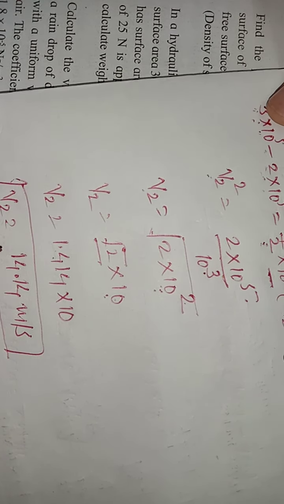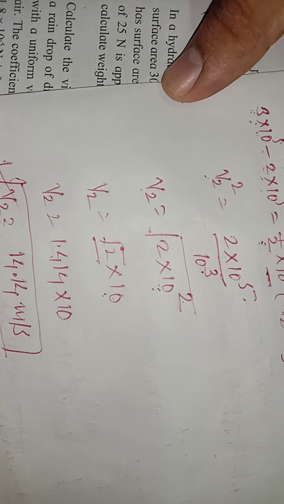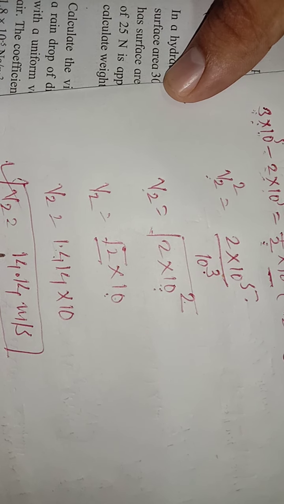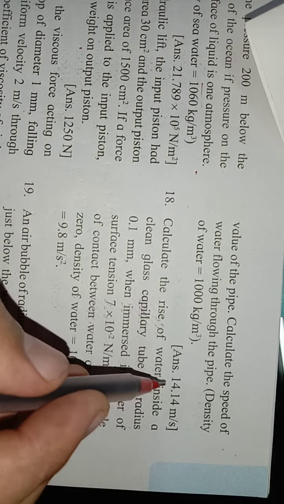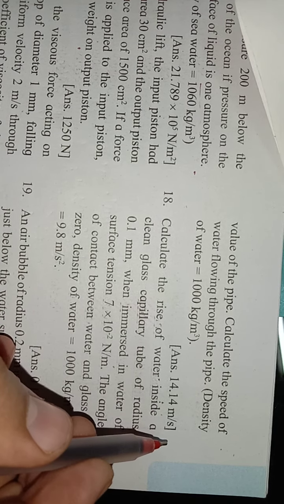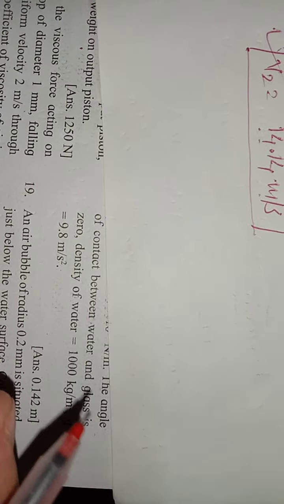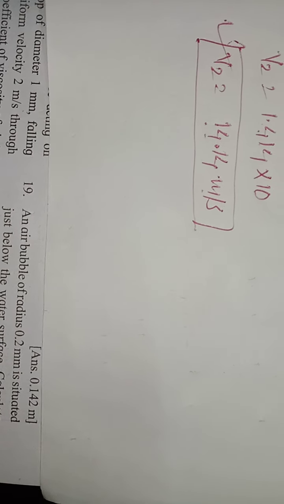The speed of water flowing through that pipe, this v2, is equal to 14.14 meter per second, and that is the correct answer here. Okay, the remaining problems we will take in the next lecture. Thank you.